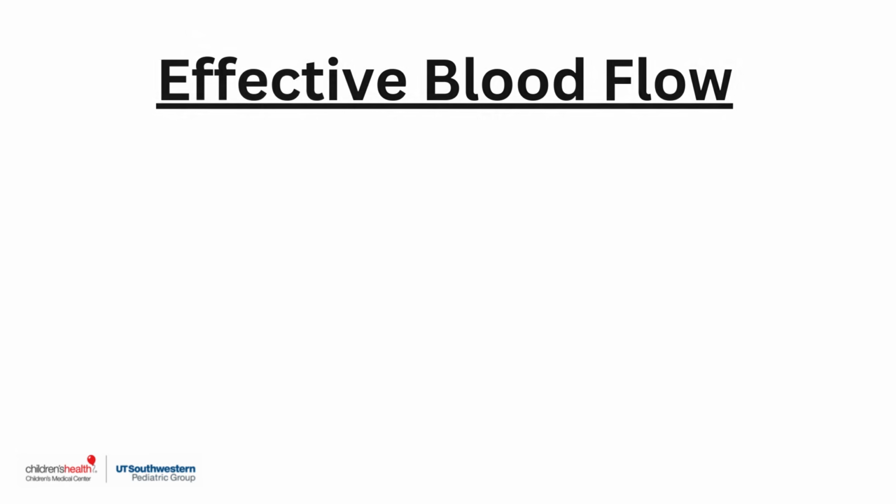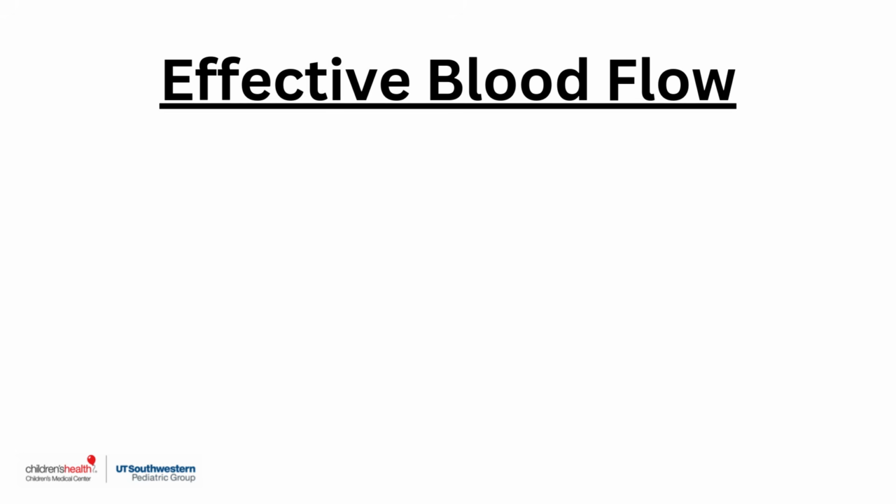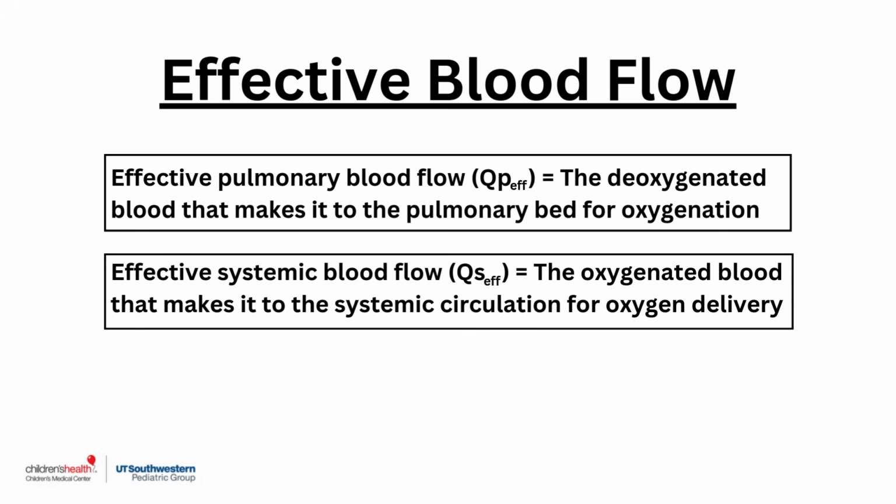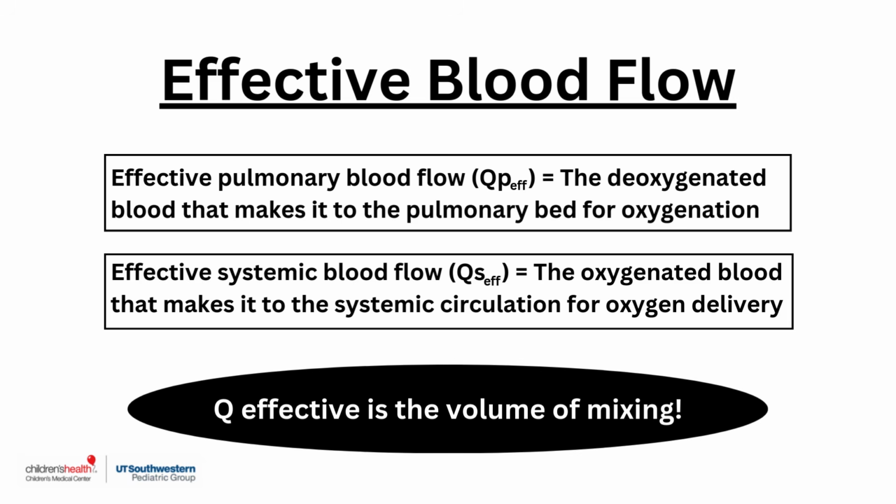So in order to understand the mixing that must occur, we have to talk about effective blood flow. Effective pulmonary blood flow, or QP effective, is the amount of deoxygenated blood that actually makes it to the pulmonary bed for oxygenation. Effective systemic blood flow, or QS effective, is the oxygenated blood that makes it to the systemic circulation for oxygen delivery. Essentially, the effective blood flow, or Q effective, is the volume of mixing, and this is the most important amount of blood volume that patients with transposition physiology have.